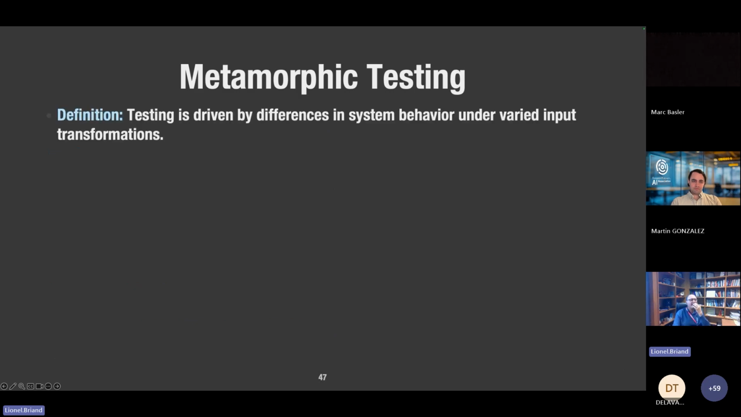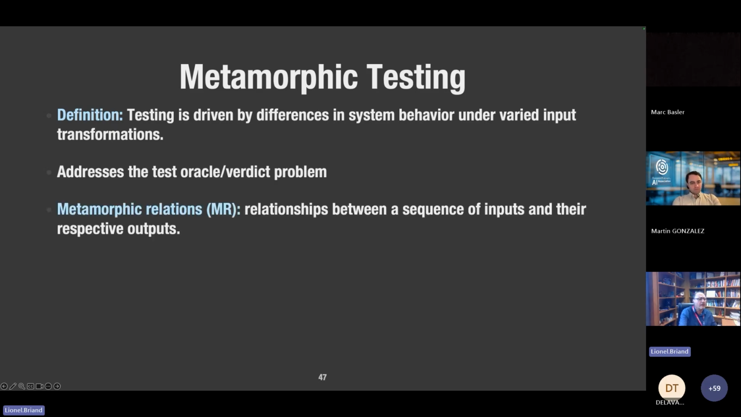So what is metamorphic testing? It's an approach to testing where you look at differences in system behavior based on performing input transformations. So you transform a test input and you check whether the expected change in behavior happens. The goal of that is to address the automation of the test oracle or test verdict problem, which is very important in industry. To do that, you need to define so-called metamorphic relations. That is where you explain how, when you modify an input, what should be the differences in the respective outputs.